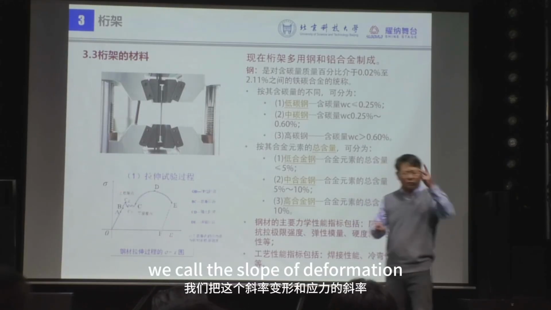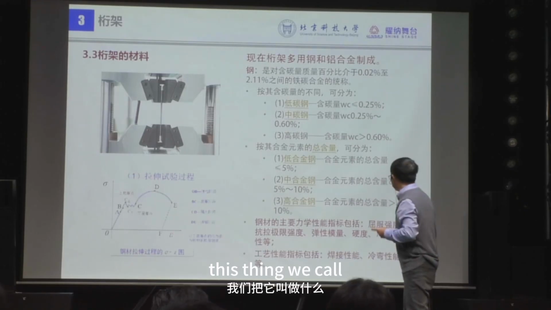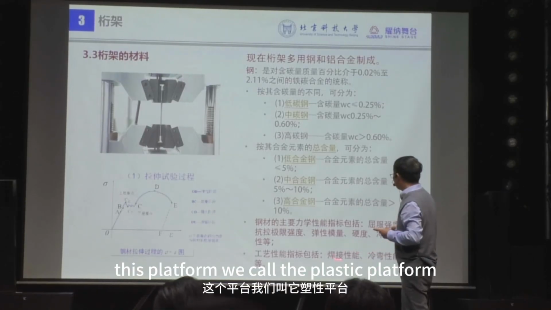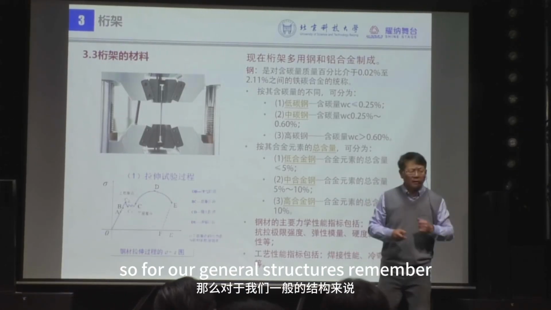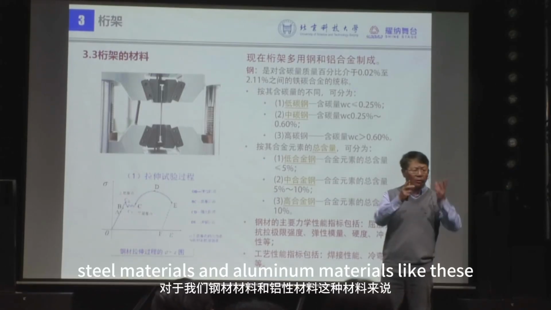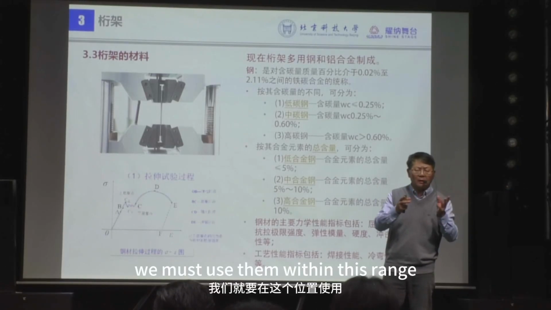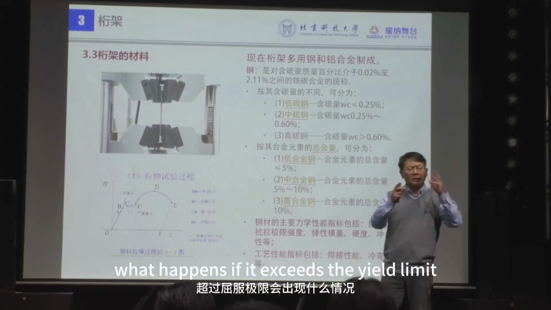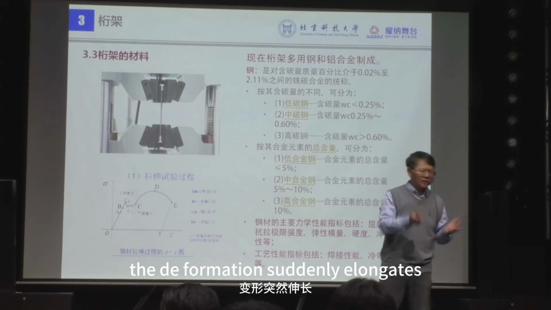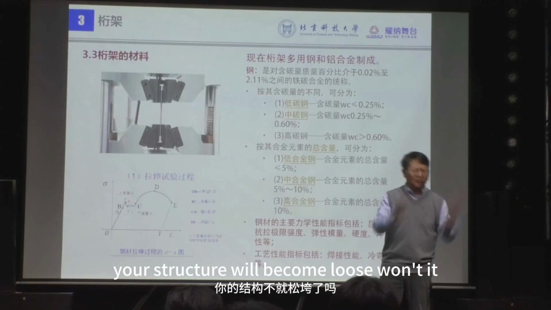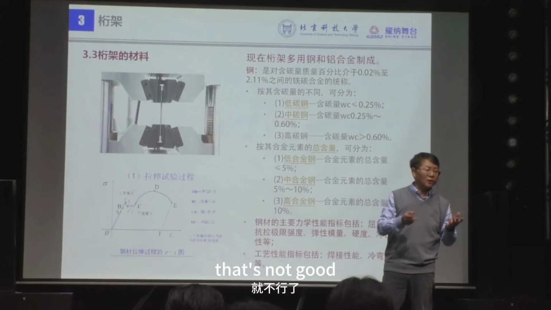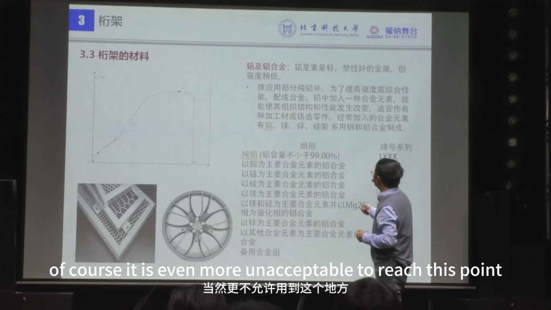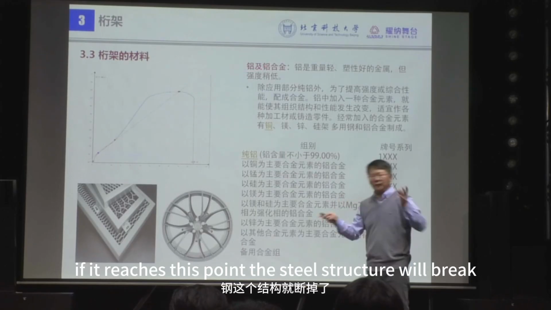We call the slope of deformation and the slope of stress the elastic modulus. This platform we call the plastic platform. So for our general structures, remember, for steel materials and aluminum materials like these, we must use them within this range. It should not exceed the yield limit. What happens if it exceeds the yield limit? The deformation suddenly elongates. Your structure will become loose, won't it? That's not good, so everyone should understand this. Of course, it is even more unacceptable to reach this point. If it reaches this point, the steel structure will break.